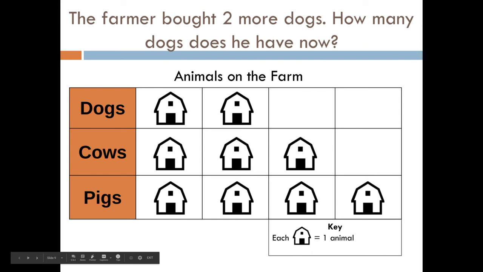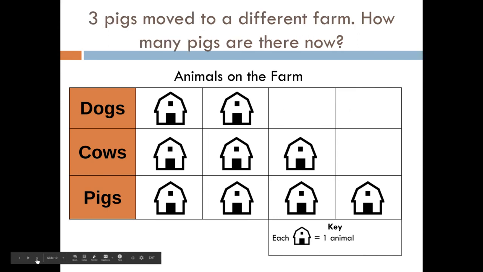The farmer bought 2 more dogs. How many dogs does he have now? So that would mean this space and this space would be filled in here. And so that would mean there will be 4 dogs total. 3 pigs moved to a different farm. How many pigs are there now? So that means we would take away this one, and this one. With 1 left over, that's going to mean 1 pig.